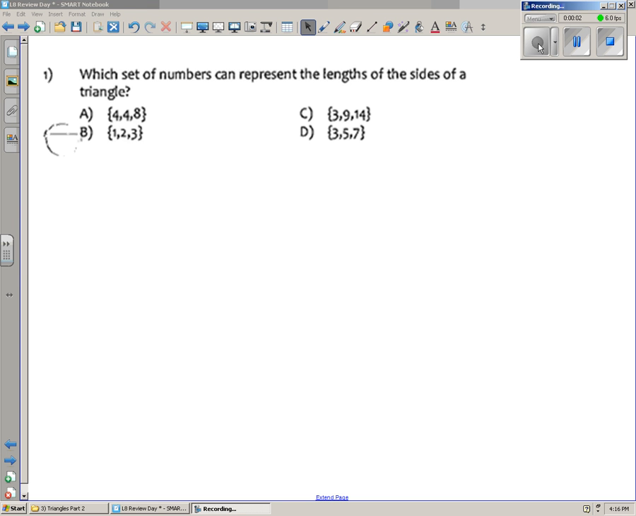So number 1 says, which set of numbers can represent the lengths of the sides of a triangle? And if you have the 3 sides, the easiest way to do this is to make sure you list them in order and see if the 2 smaller guys added together end up bigger than the 3rd side.